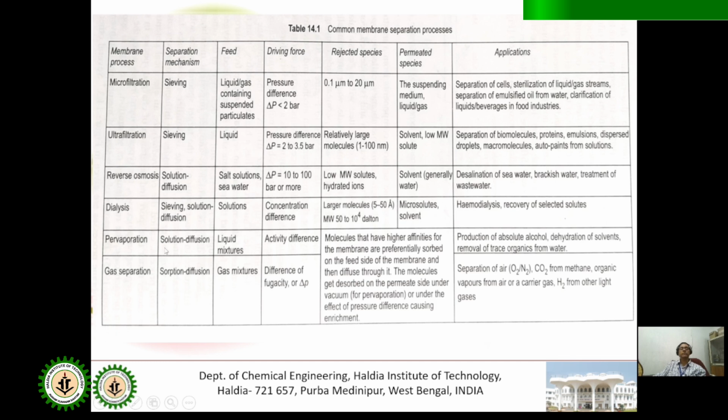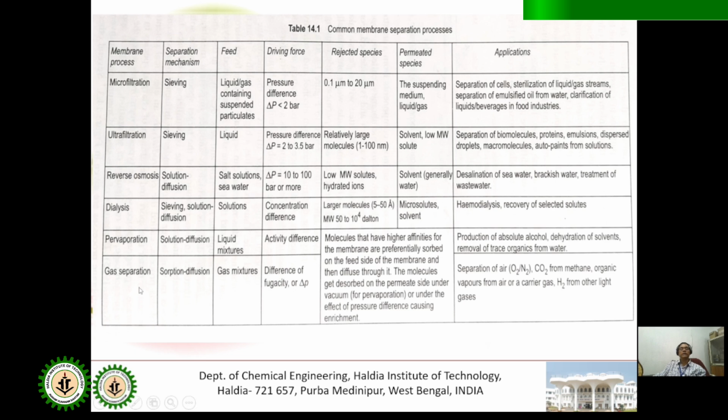Next one is pervaporation, and the mechanism is solution diffusion, where we use mostly liquid mixtures, and the driving force is activity difference. It is used for production of absolute alcohol, dehydration of solvents, and removal of trace organics from water. In pervaporation, the membrane is there, and through the membrane, one of the liquids in the mixture permeates to the other side, where a strong vacuum is maintained. Once the liquid permeates, it gets vaporized, and that vapor is collected and condensed to get the pure liquid.